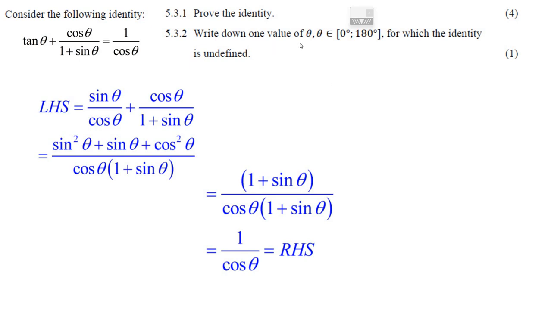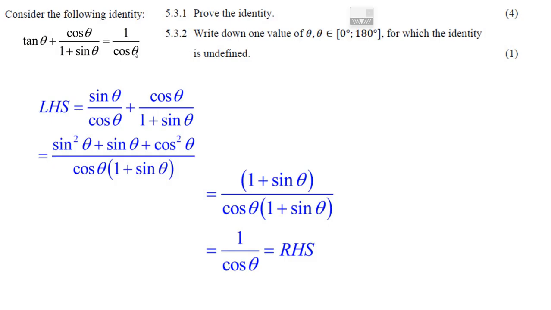Now, write down one value of theta between 0 and 180 degrees for which this function would be undefined. Okay, the identity is undefined. Well, cosine theta right there, if that is 0, or sine over cos, if cosine's right there, if it equals 0, things are very bad. They're undefined. Well, what is it? What is the cosine of what is 0?